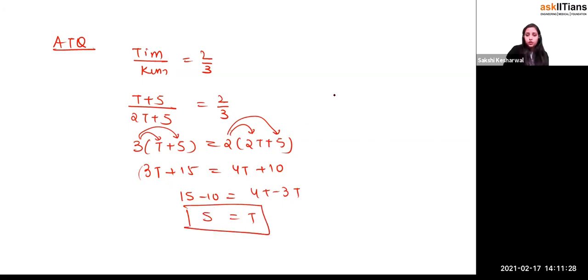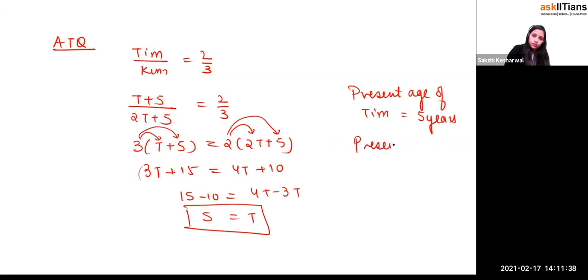So the present age of Tim will be what? The present age of Tim is equal to how much, beta? 5 years, right? And the present age of Kim is equal to how much, beta? Kim is equal to 2 times T, which is equal to 2 into 5, which is equal to 10. Kim is equal to 10 years. That's all, right?